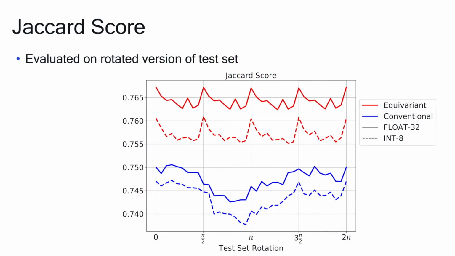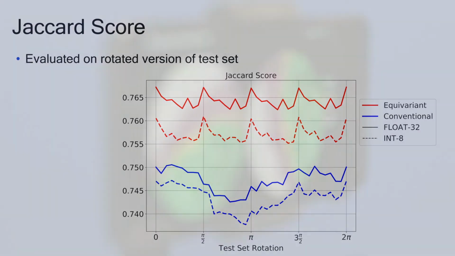The Jaccard score calculates the similarity between the ground truth and model prediction. The graph of Jaccard score at all rotation points shows that the GCNN is both more accurate and more stable. You can also see that the quantized GCNN model retains accuracy very well.